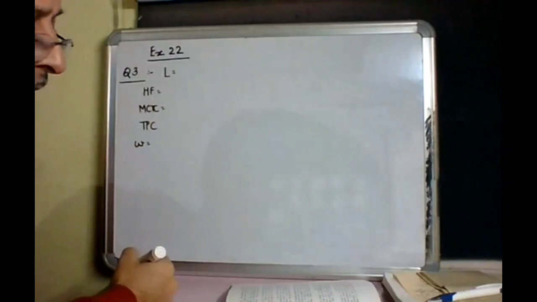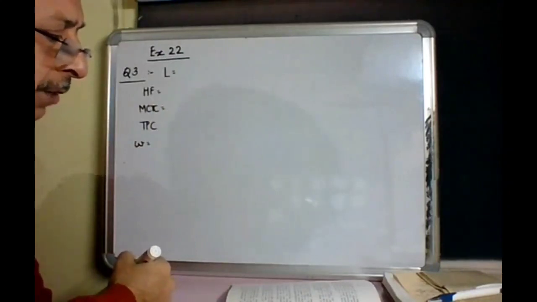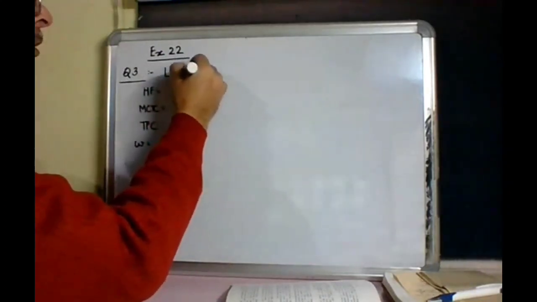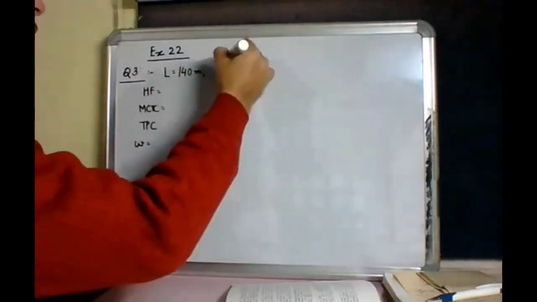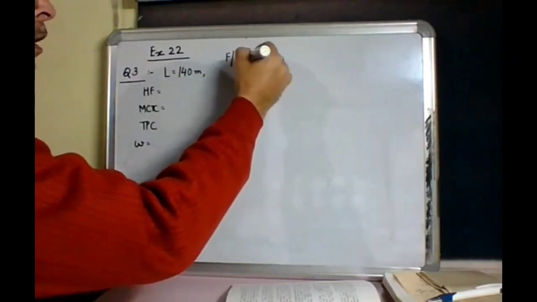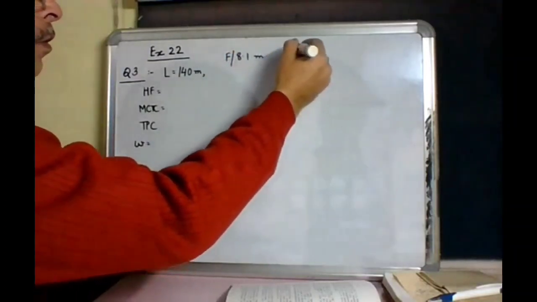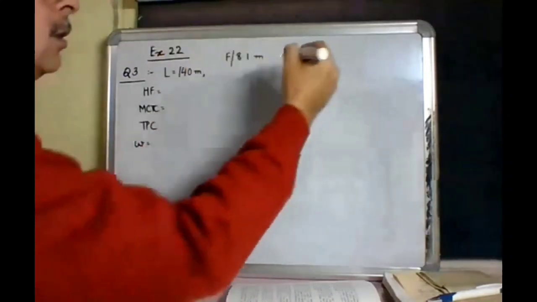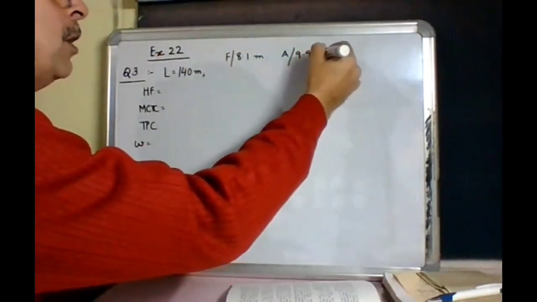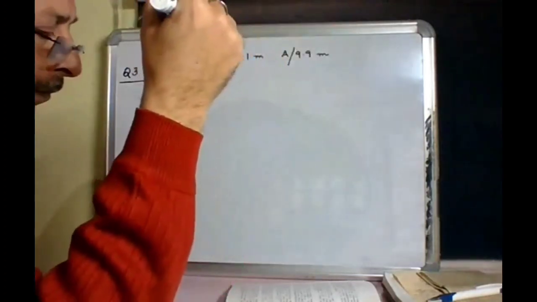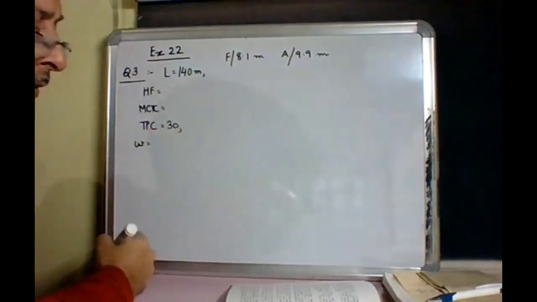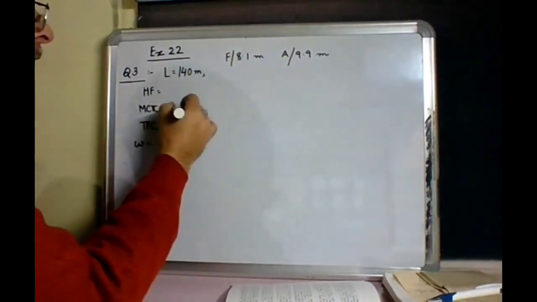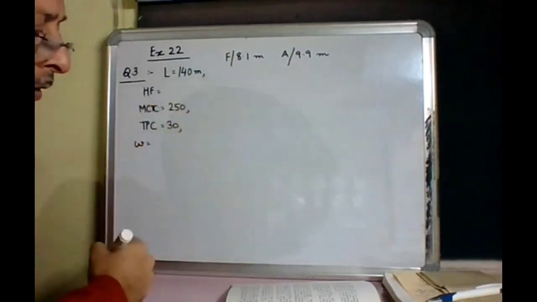Question number 3. Present draft of a ship 140 meter long. So length 140. Initial drafts 8.1. TPC is 30. MCTC is 250. HF is 3 meters forward.